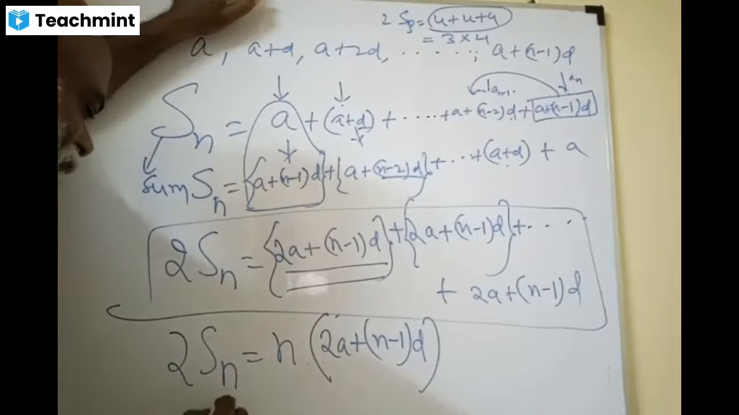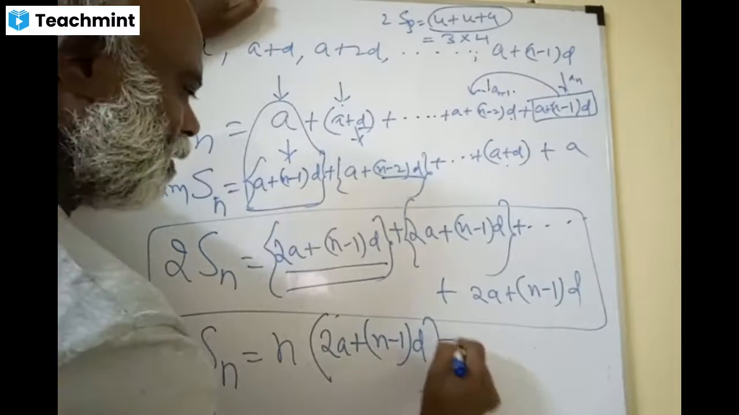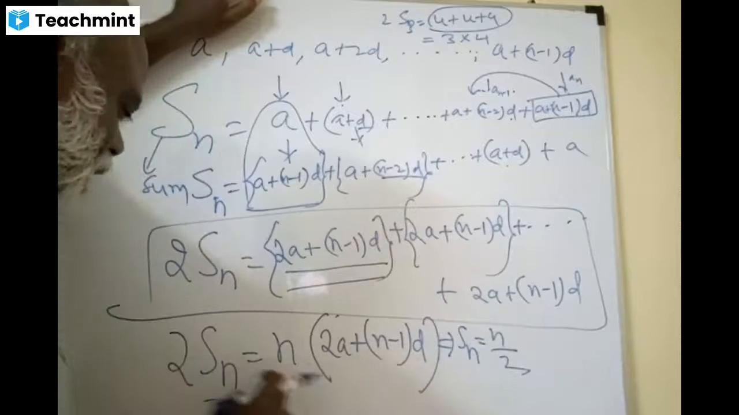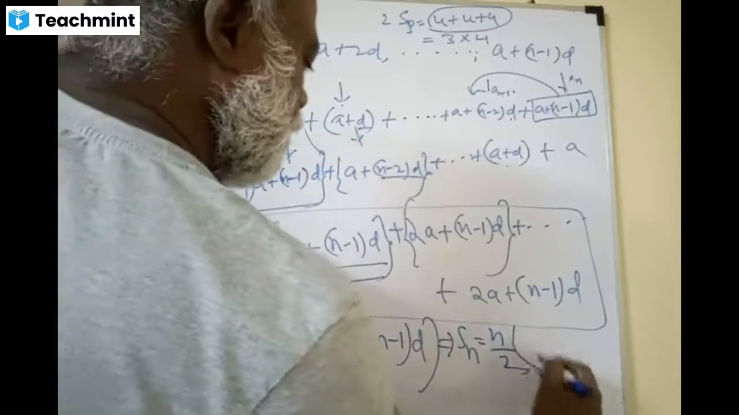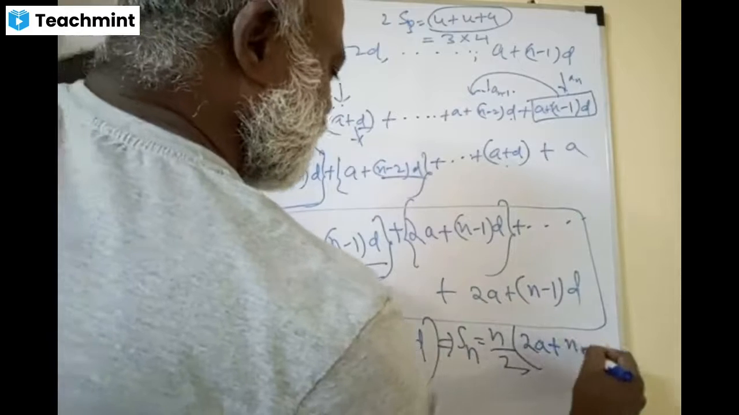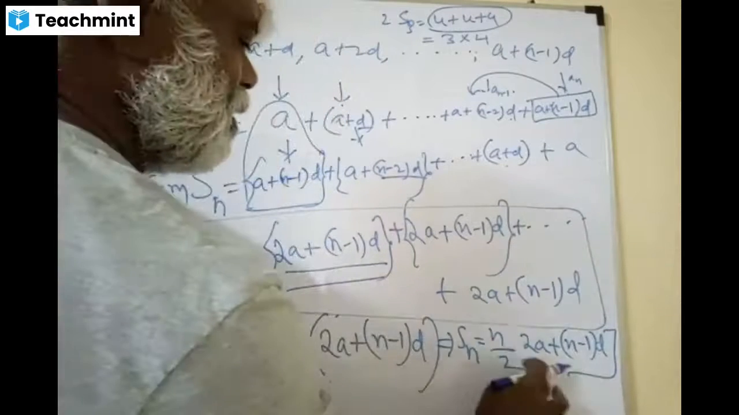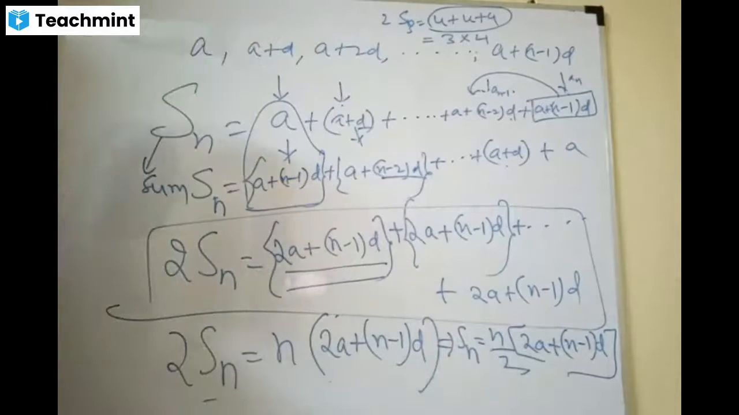So now, friends, what is Sn? 2Sn is this one. Sn is, which implies, Sn equal to n by 2, just 2 on the denominator, n by 2 bracket 2A plus n minus 1 into d. This is the formula for Sn. How beautiful the gentleman has given us, right?